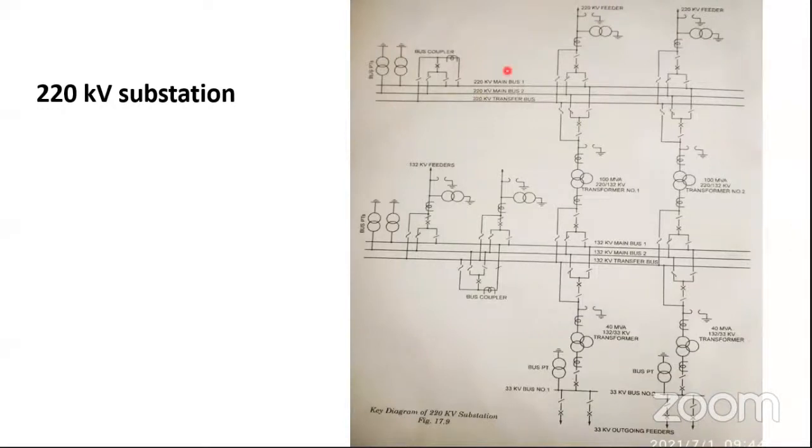So the bus coupler has a specific reason to be connected: to interconnect various buses. Here it is 220 kV. Using transformers, it is stepped down to 132 kV. And again, the 132 kV buses are stepped down to 33 kV, and they are connected to the normal loads. That's how it is. All these things are very important.